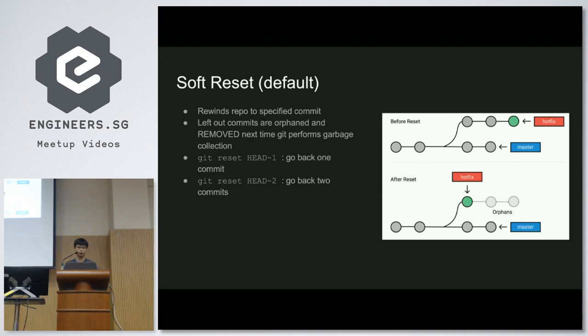So the question is, what if I were to run git reset HEAD~1 followed by git reset HEAD~2? When I run the first one, suppose I'm here, I'll go back 1. That's the first command. If I run tilde 2, I'll go back 2, so I'll end up here. Hopefully I answered your question.